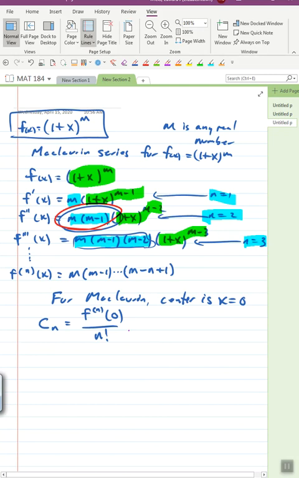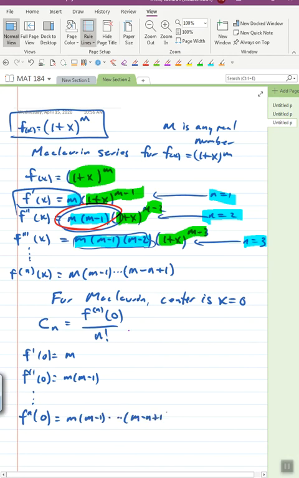And what that means is, my first derivative at 0 is m. That's coming from here. My second derivative at 0 is m times m minus 1. And in general, my nth derivative at 0 is m times m minus 1 down to m minus n plus 1. Now, of course, that means the Taylor coefficients would be that expression we've just cooked up down here divided by n factorial.